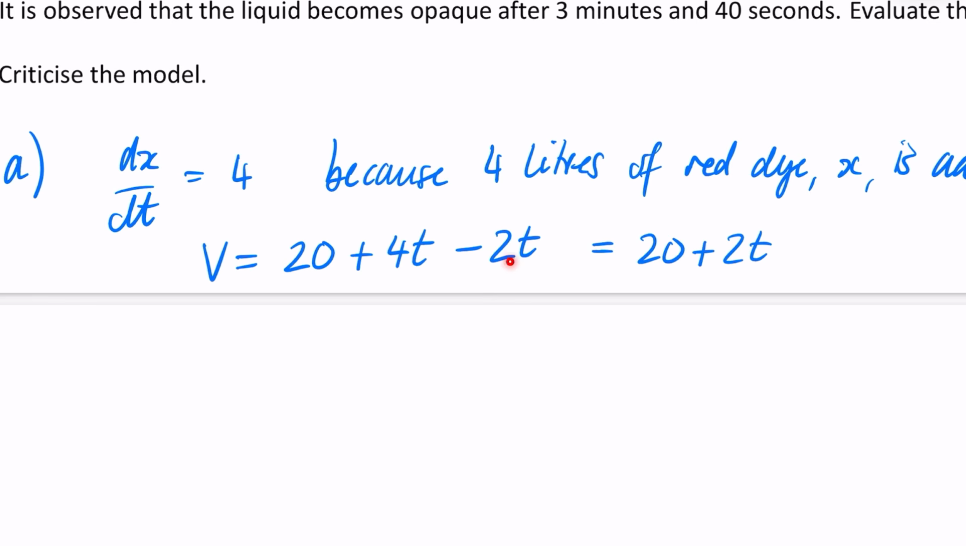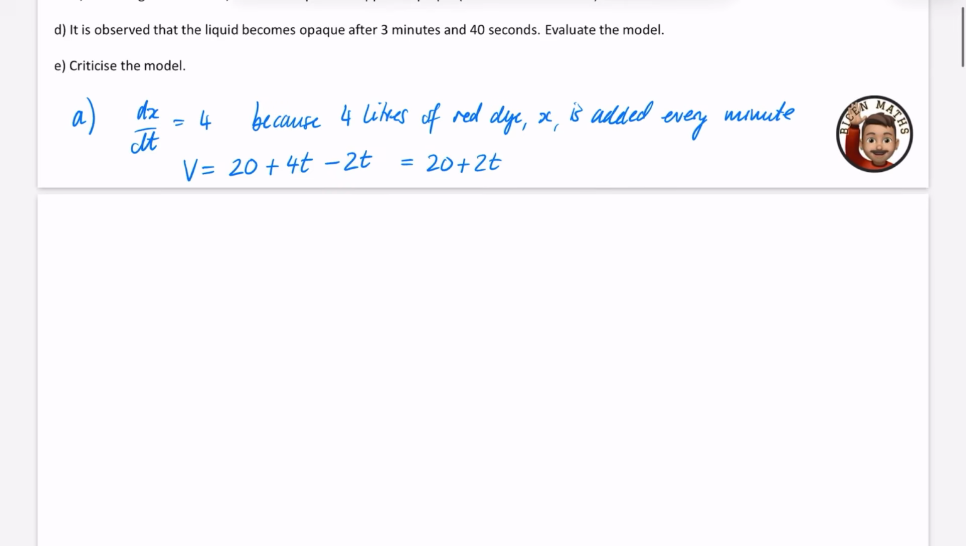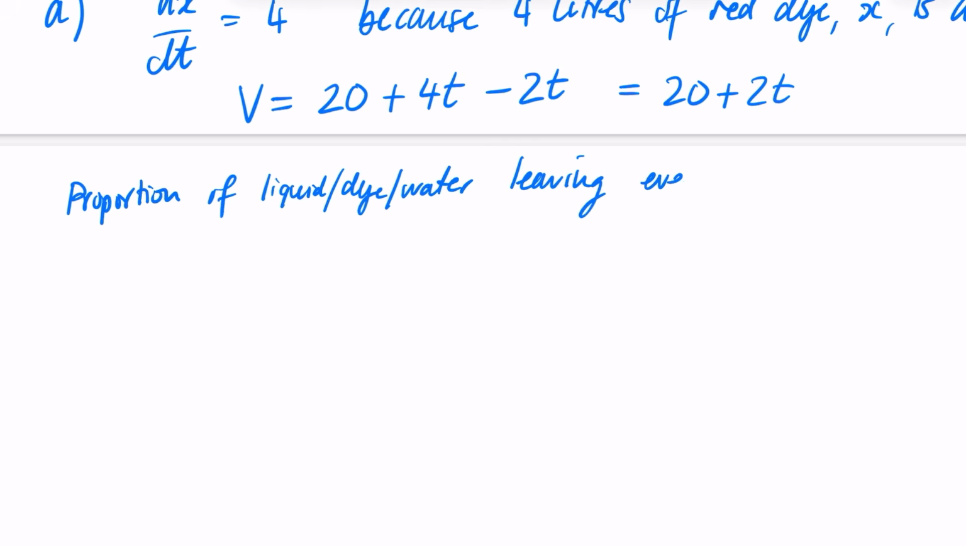If there's an extra 4 and 2 are being removed, every minute there are 2 extra litres that we have here. And we know in this question that the amount of liquid that is being removed is 2 litres. So we can say the proportion of liquid, dye, water leaving is 2 litres out of 20 plus 2t.